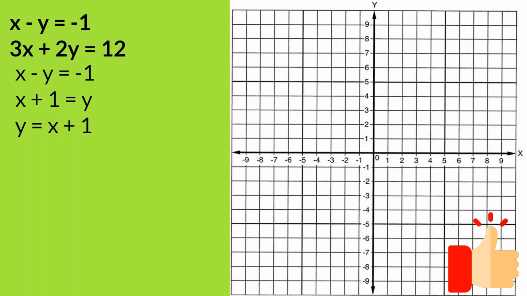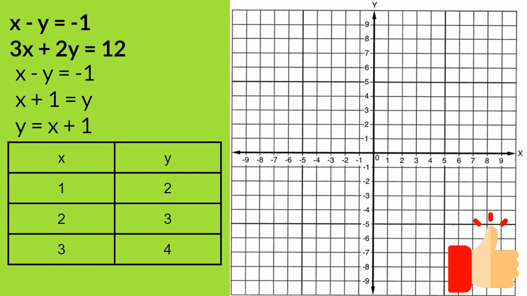So now we can take any three values of x and accordingly find the values of y for that value of x. Say we take x as 1, so y will be 0. We take x as 2, so y will be 1. We take x as 3, y will be 2. So now we have to make an ordered pair of each row: (1, 0), (2, 1) and (3, 2).